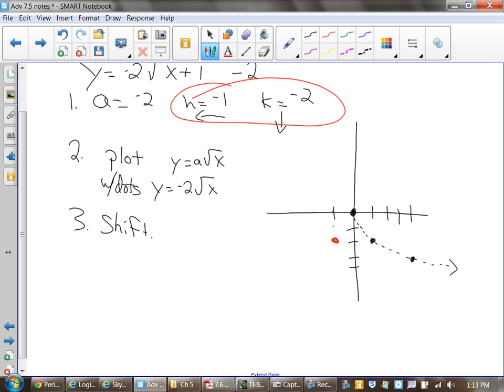H and K. That tells you for every point you're going to move to the left 1 and down 2. Whatever your H and K values are, that tells you which way you're shifting. So whenever you have this type of thing, you always plot the parent function first and then shift each point. So now I go to the next one. I have to move it to the left 1, down 2. Move to the left 1, I go down 2. And I make this a solid line.